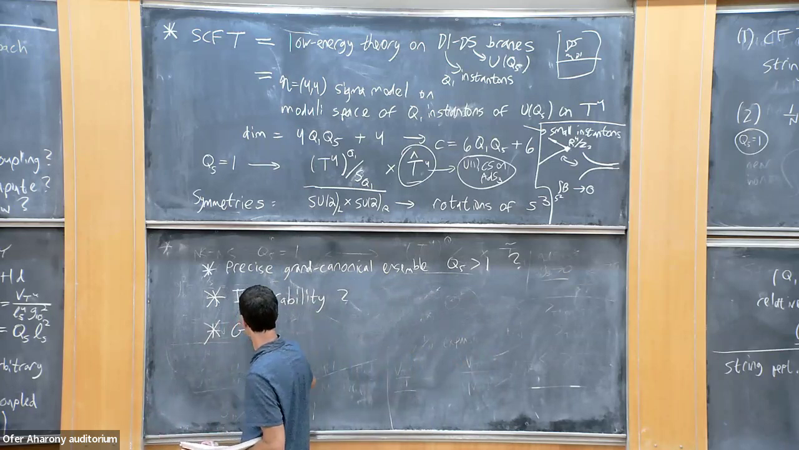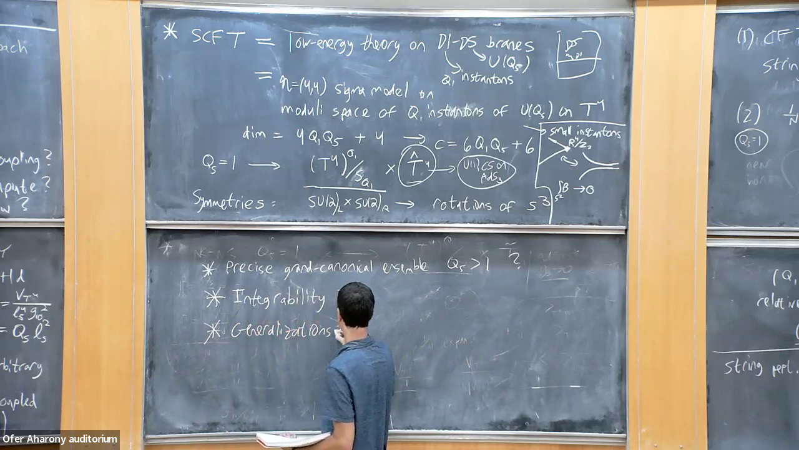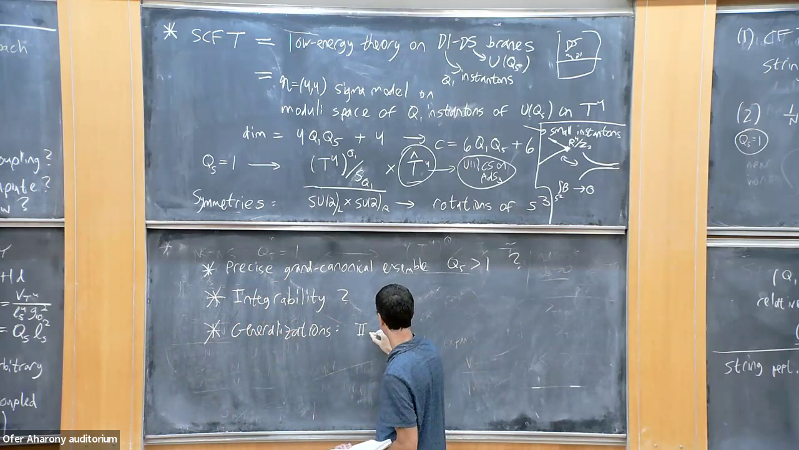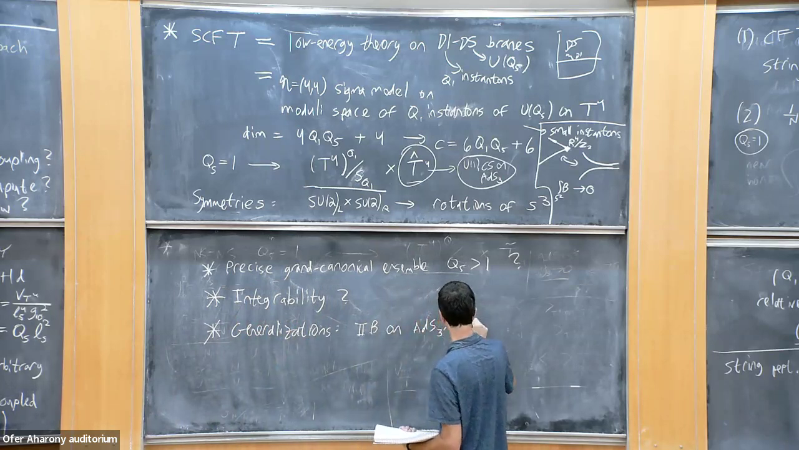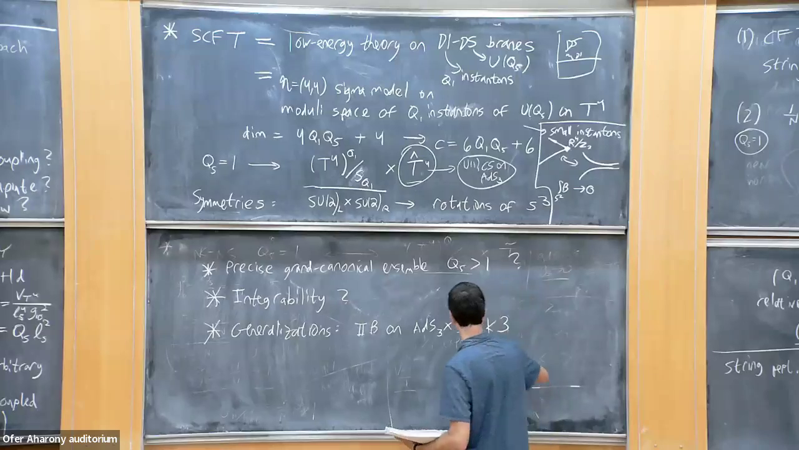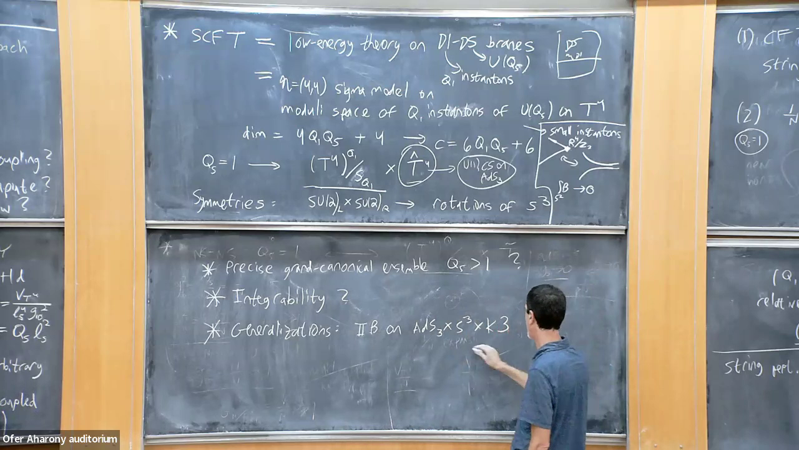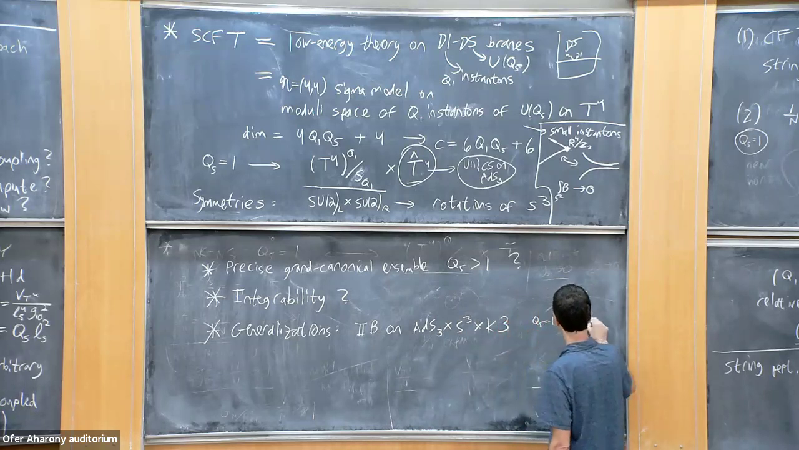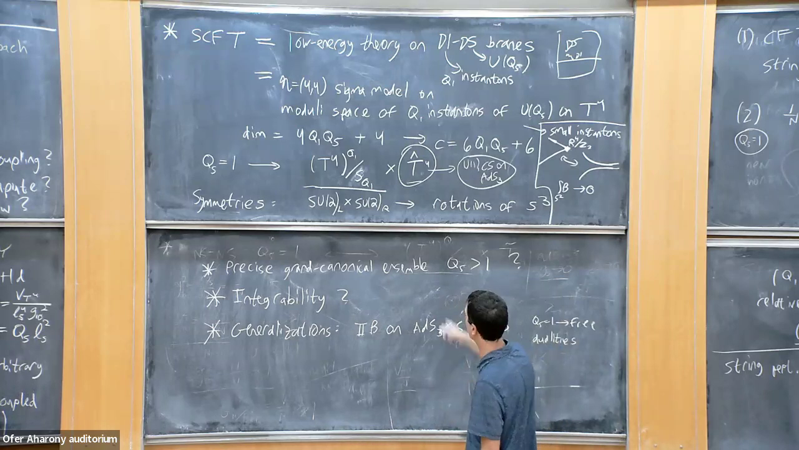And finally, there are various generalizations of these theories. One generalization, which is relatively straightforward, is to take the background to be AdS3 cross S3 cross K3, which was already mentioned by Rajesh. That example is very similar to this one. Also there, for Q5 equals 1, again, it's a free orbifold, and again, we have dualities that relate to different values of Q5. So that example is very similar to the one I discussed.